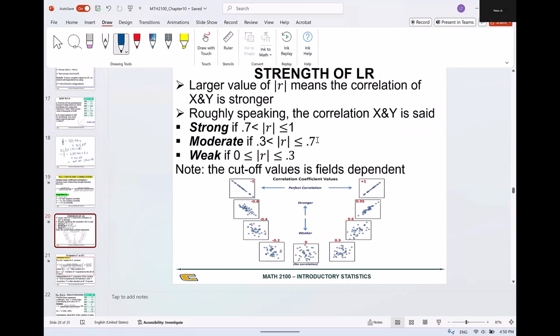And we say two random variables have a moderate correlation if your R is between 0.3 and 0.7, and we call it weak if it's from 0 to 0.3. In this plot you can see perfect correlation, strong, weaker, weak, and no correlation, where the points go all over the place. There's no trend at all.